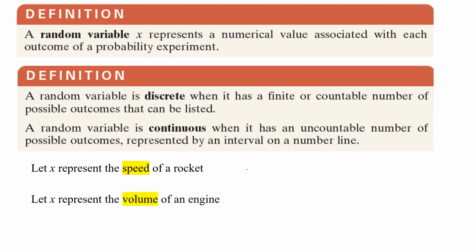Another example, let X represent the volume of an engine. Well, we have a numerical value associated to volume, but can you count it? Can you list it? Of course not. It's impossible to list that. Another example for you. Let X represent the area of a floor. Can we list the area? Of course not. But we know that the area has a minimum value and a maximum value. It takes on values in between two numbers on an interval. So these are examples of continuous random variables.